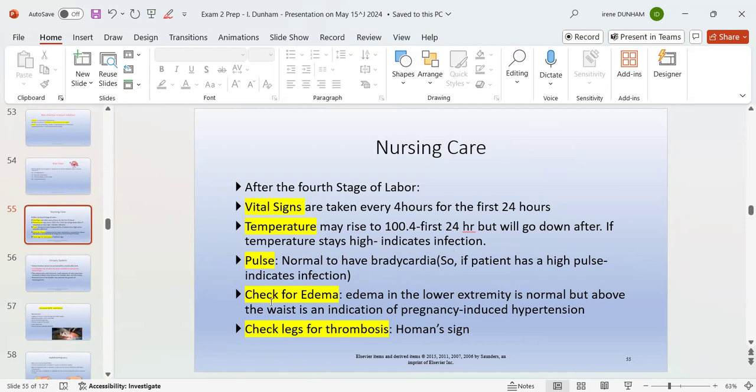Okay. Also, I want you to remember that you want to check the legs for a thrombus, and that would be a positive Holman's test. So, if your postpartum patient says to you, I have pain in my leg, you're going to go right down to her room and check her leg. Sometimes it's warm to the touch, it's red, and she's got pain. When you just put your hands to it, she's going to say, no, I have pain. That's a positive Holman's test. That means that she could have a DVT.